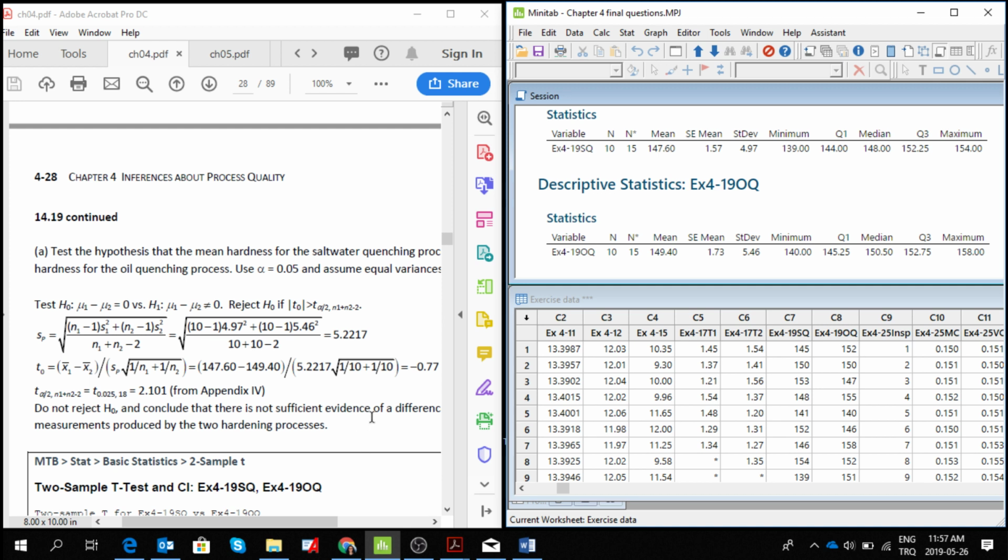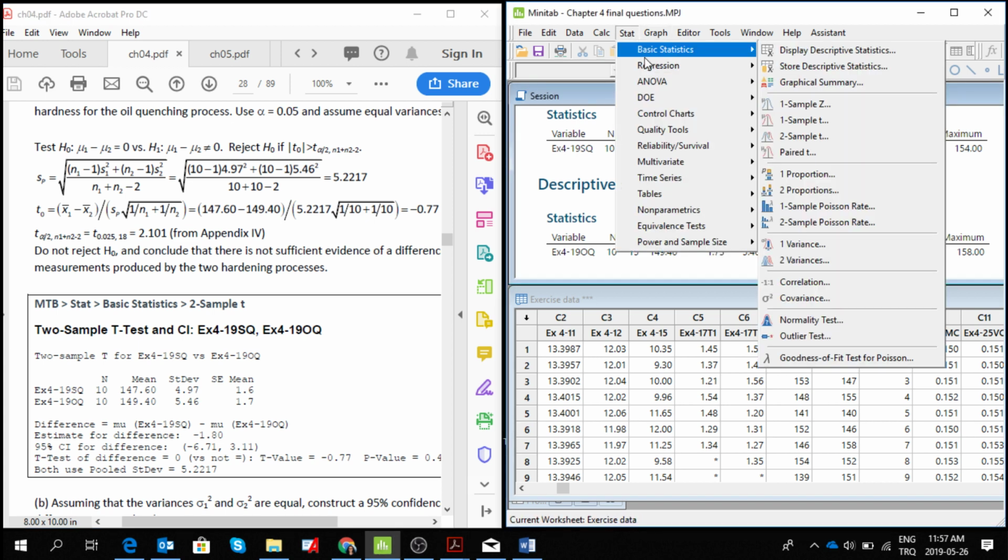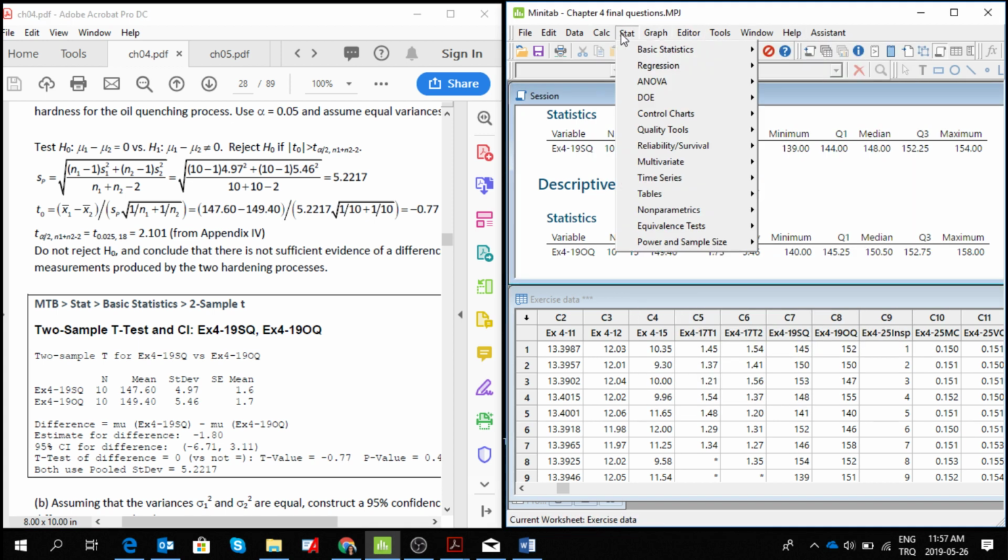So mu1 and mu2 are equal to each other. Okay, and so let's do the same thing in Minitab. We are going to go to Stat, Basic Statistics. We have 2 columns of data, right?